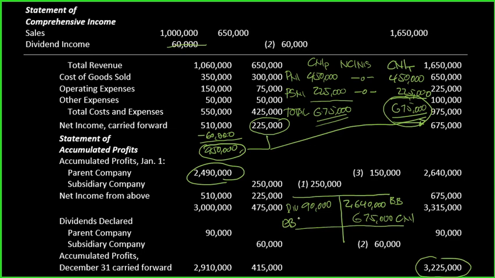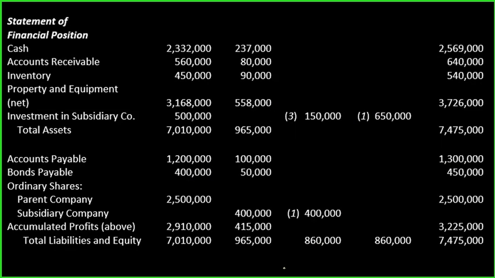That's the ending balance, 3,225,000 pesos. And this is your statement of financial position. It also has no goodwill. There you go, you know where that came from.